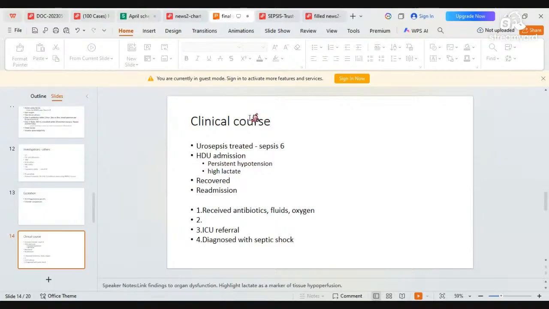Clinical course for this case. So urosepsis can be treated using your sepsis 6. And the patient may, of course, recover and get discharged. There is also the possibility of the patient being readmitted. And then there is the possibility of the patient having to be transferred to the HDU.